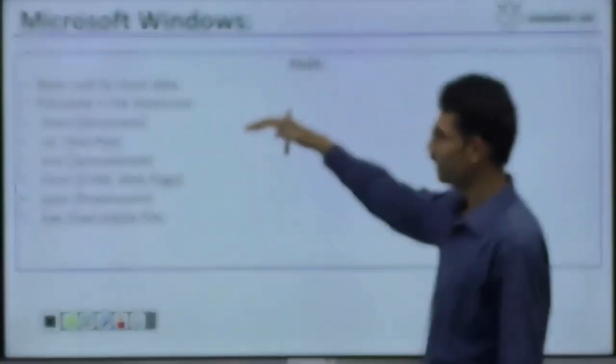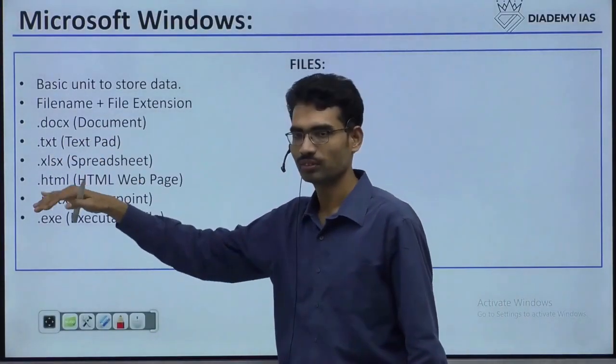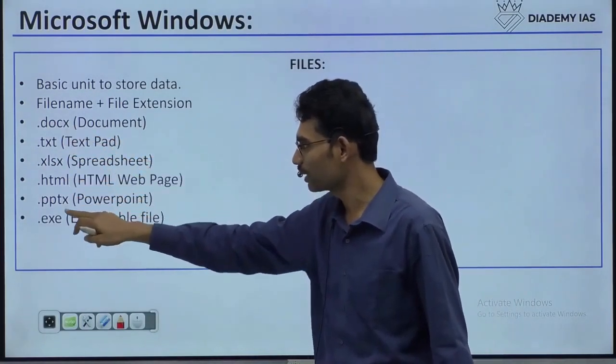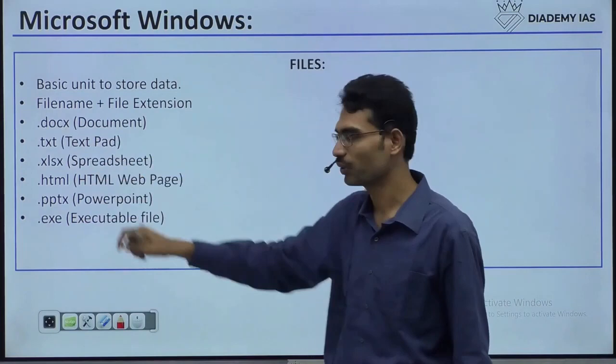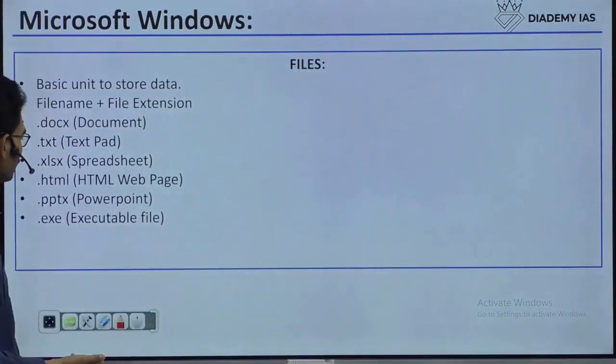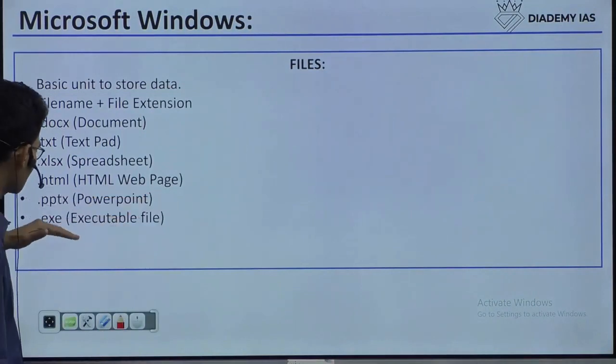Files, these are the basic unit to store data. Different types of files will come. That extension we call .docx, .txt extension, .html web pages, .dot.